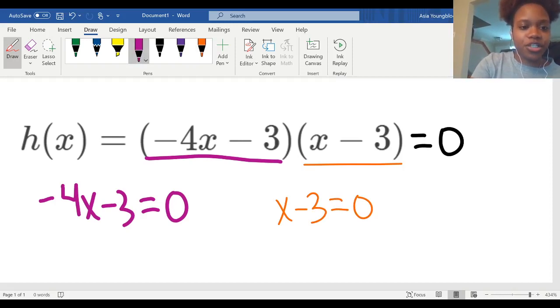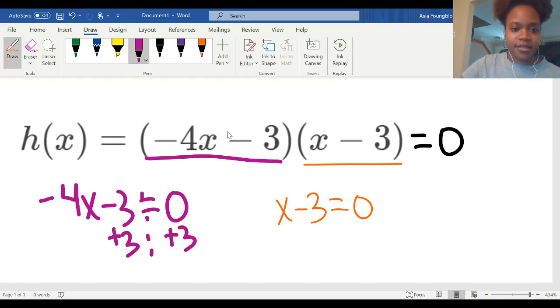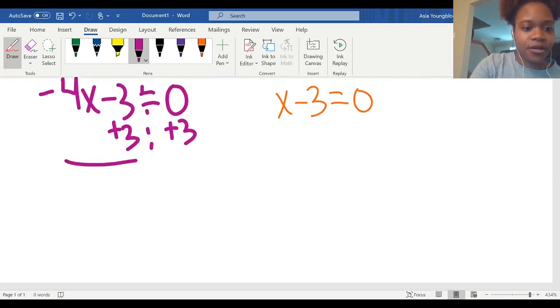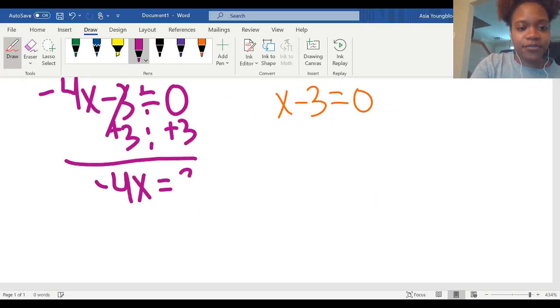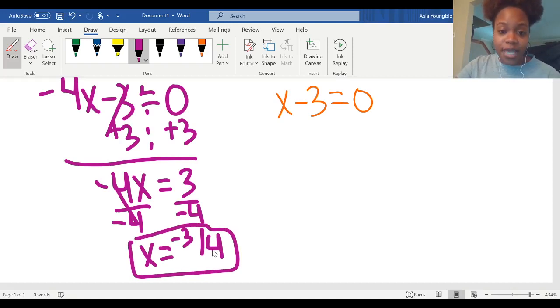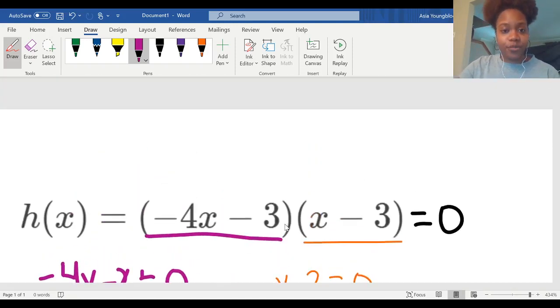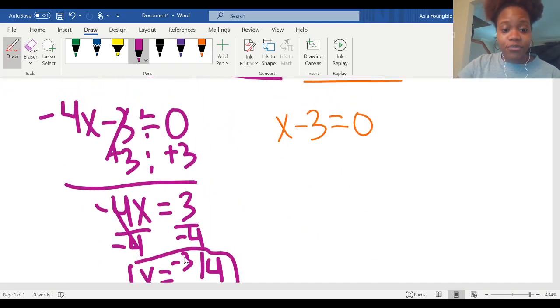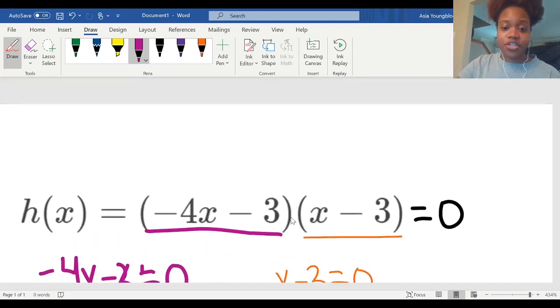So for our first equation, we would add 3 to both sides. So we would get negative 4x equals positive 3. Divide by negative 4. So x equals negative 3 over 4. So that is our first solution. That is our first x value that will make this equation equal 0. Therefore, negative 3/4 is a 0 for this function.